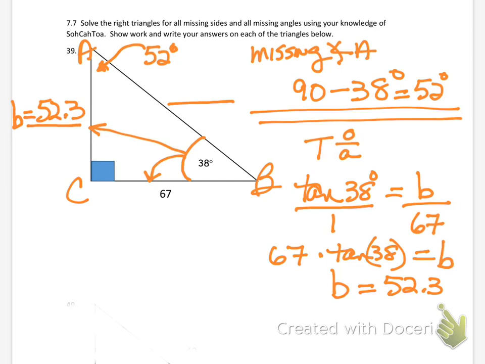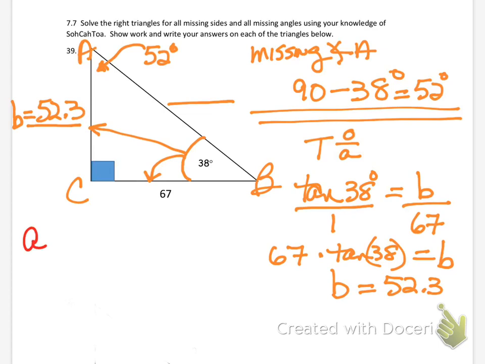Okay, so that's pretty much gone. There we go. Okay, so let's find the missing hypotenuse. Now we have some options here. I think by far the easiest option probably is just to do Pythagorean Theorem.